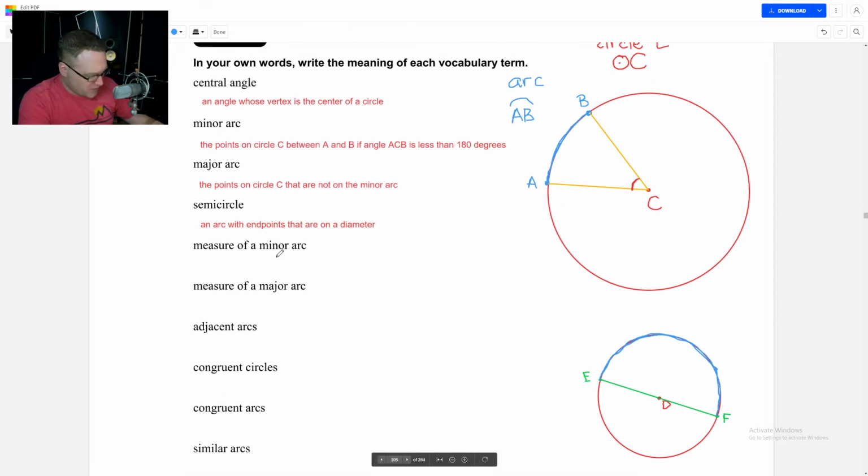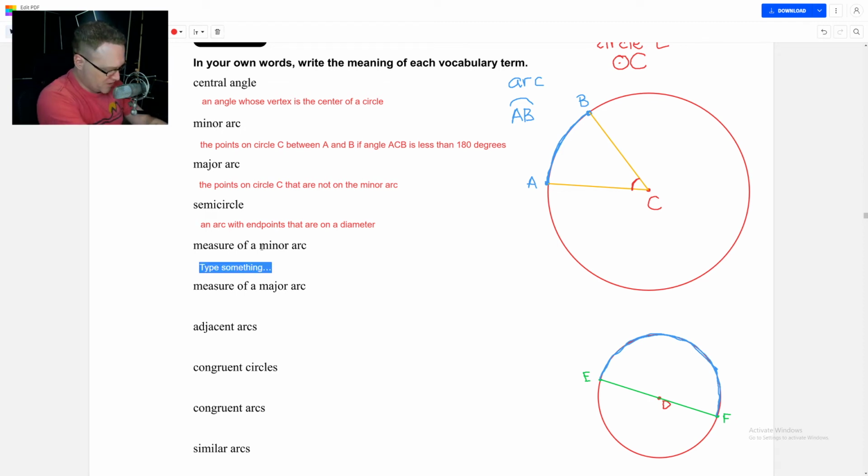All right, next, what is the measure of a minor arc? Okay, we're going to write down another definition real quick. What is the measure of a minor arc? It's the measure of angle ACB, where A and B are the endpoints of the arc, and C is the center of the circle.